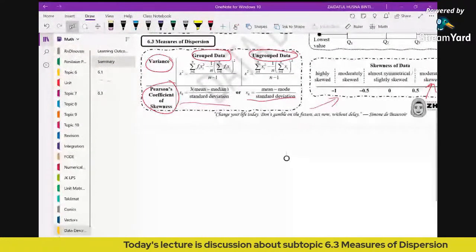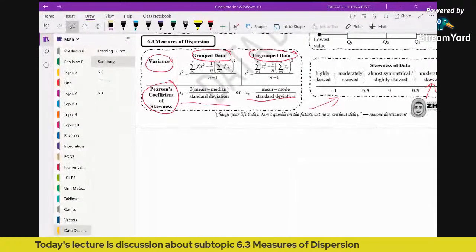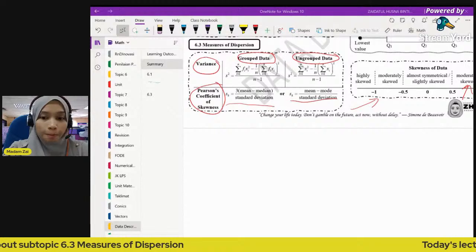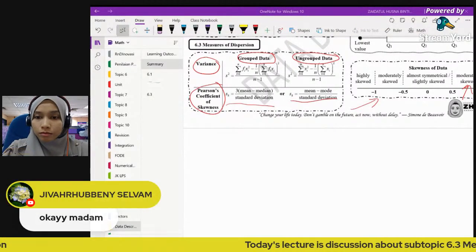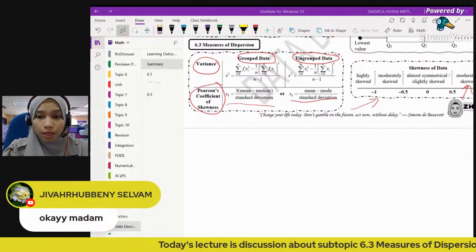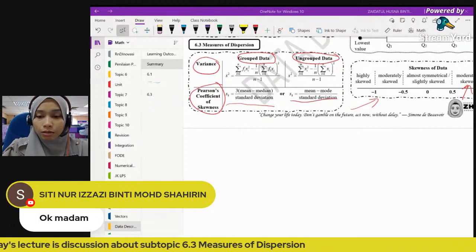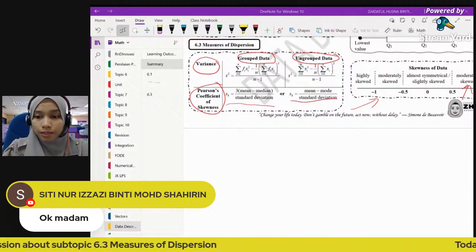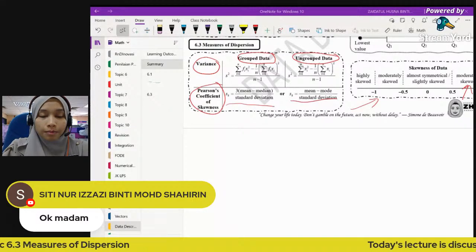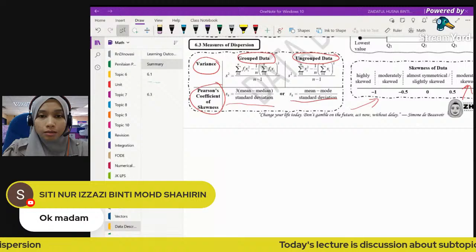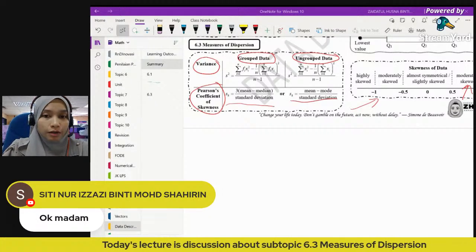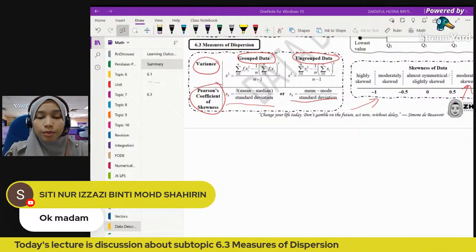It's now 5 minutes to 11 o'clock. So far, any question? Okay, Jiva, okay. Izazi also okay. So, no question, because this topic is not that hard. It's just about using the formula needed. And this topic will be covered in UPS and group assignment.